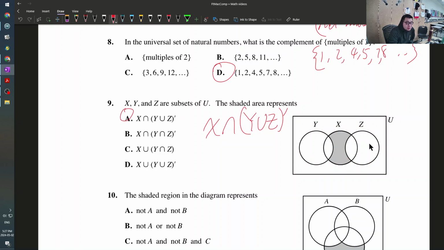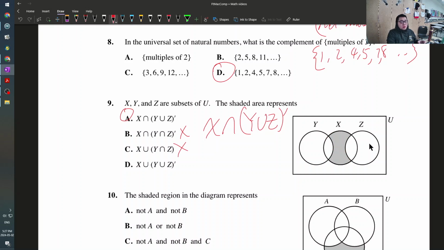We can just do the other ones as well. Y intersect Z? Well, Y intersect Z, this is zero, right? Because there's nothing in common. And if I want the opposite of nothing, that means it is everything. So Y intersect Z prime is everything. And then X intersect this would just be a full X like that. So this is not correct. This one, Y intersect Z, well, it's just nothing. X union nothing is still X, which cannot be correct.